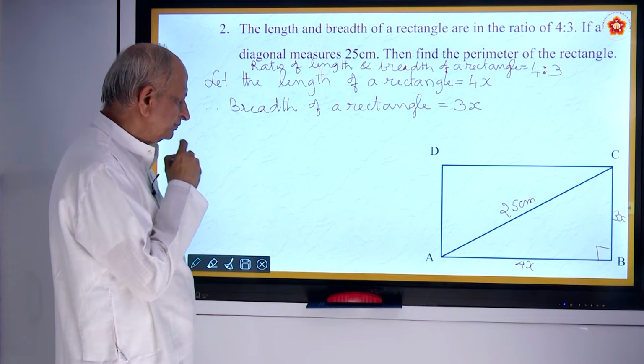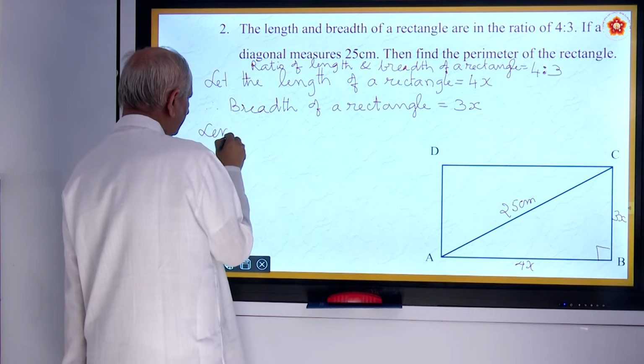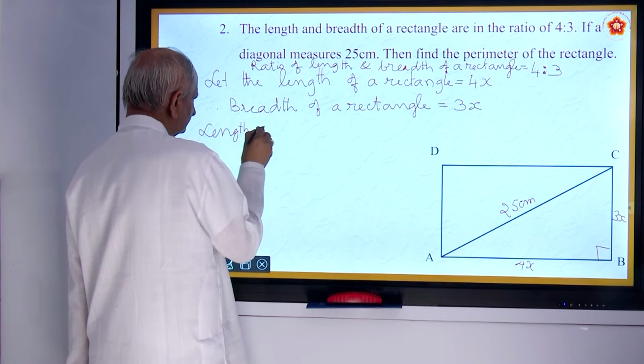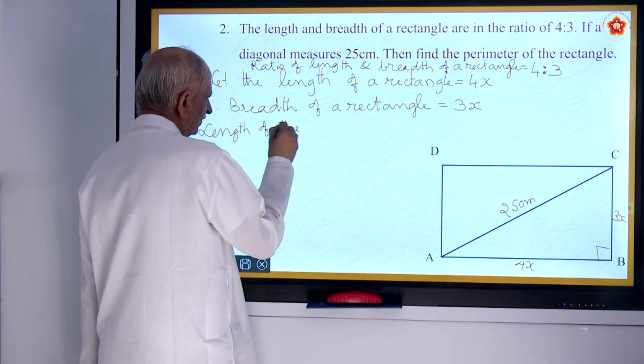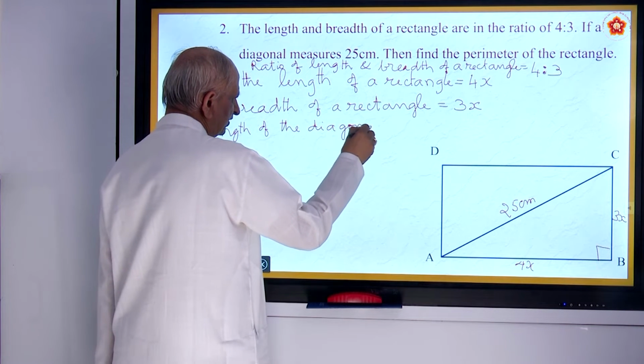Now we are given a diagonal. So next point is length of the diagonal. Length of the diagonal is given how much? 25 centimeters.